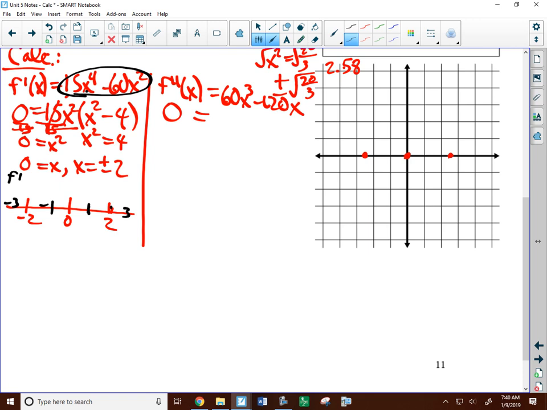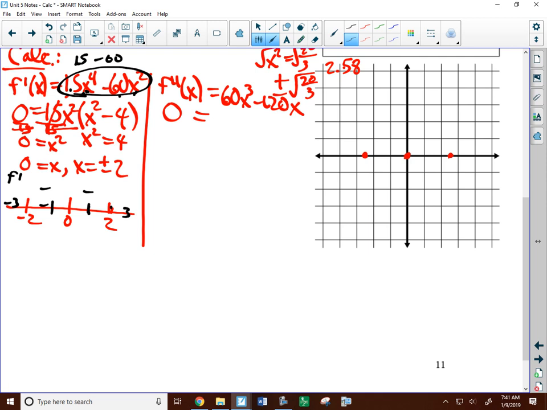Let's do 1. If I plug in 1 here, it's just 1 times 15 minus 60 times 1. So that'll be a negative number. How about negative 1? Negative 1 to the 4th is still a positive number, so it'll be 1 times 15. Negative 1 squared is 1, so it'll still be 1 times negative 60. So that's still negative.